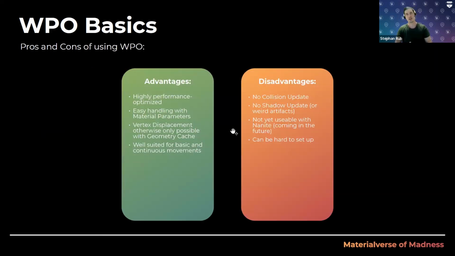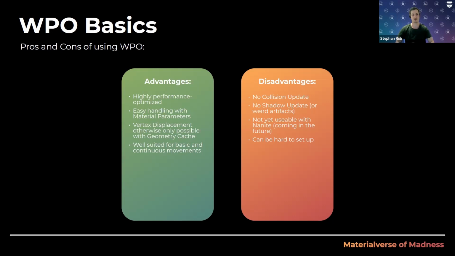A few advantages and disadvantages of using world position offset, because for some of you, I understand this might be completely new or something you have never heard about. And right now you're probably thinking, what am I looking at? The world position offset is really powerful for special kinds of use cases. So the advantages are it's highly performance optimized since it runs completely on the GPU.